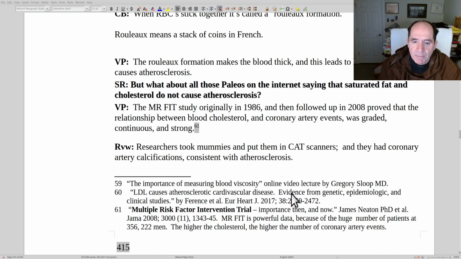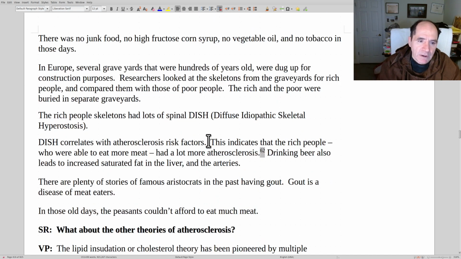The importance of measuring blood viscosity: you can just type into Google Gregory Sloop MD and you'll be able to see one of his lectures. Here's another one. LDL cholesterol causes atherosclerotic cardiovascular disease: evidence from genetic, epidemiology, and clinical studies, right here. The MR. FIT trial, multiple risk factor intervention trial. There were a lot of patients in that study, 356,000. That's a lot. The higher the cholesterol, the more coronary events. And there's been a whole bunch of other cholesterol studies, the Seven Countries Study, and a whole bunch of other ones.